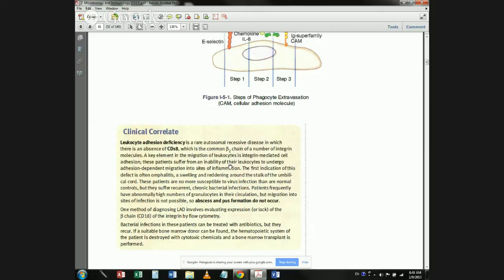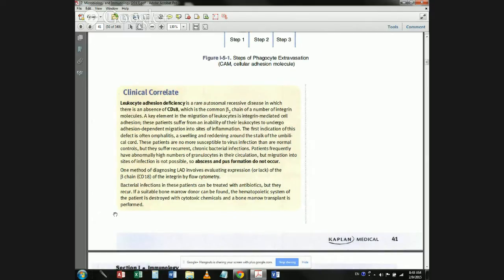One method of diagnosing leukocyte adhesion deficiency involves evaluating expression or lack of the beta chain, CD18, of the integrin by flow cytometry. Bacterial infections in these patients can be treated with antibiotics, but they recur. If a suitable bone marrow donor can be found, the hematopoietic system of the patient is destroyed with cytotoxic chemicals, and a bone marrow transplant is performed. Wow. I wish there was a way just to target those cells, but everything else seems to be fine though. Everyone should make sure their bone marrow sample is given so they can donate.